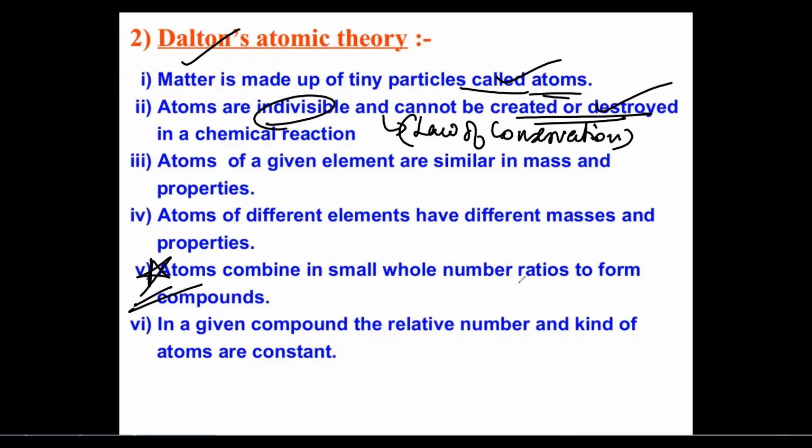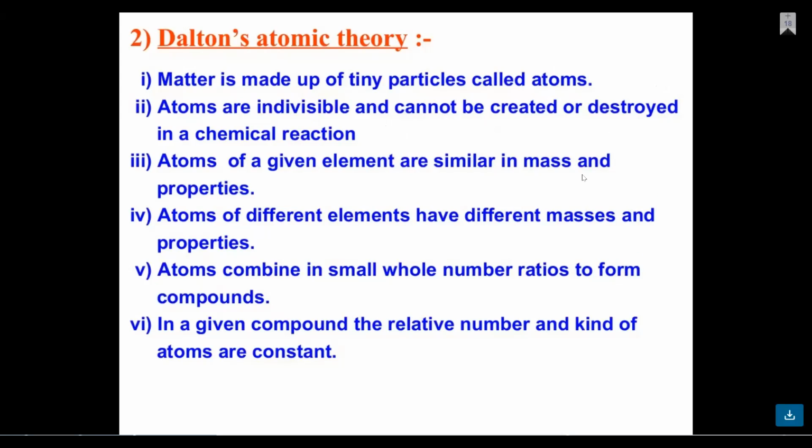Again, this is similar to the law of constant proportion or definite proportions, where atoms combine in a fixed ratio by mass. In a given compound, the relative number of any kind of atoms is constant. Atoms of a given element are similar in mass and properties. That means atoms of the same element will have the same mass and the same chemical properties. Atoms of different elements will have different mass and different chemical properties. Atoms can combine to form compounds also.